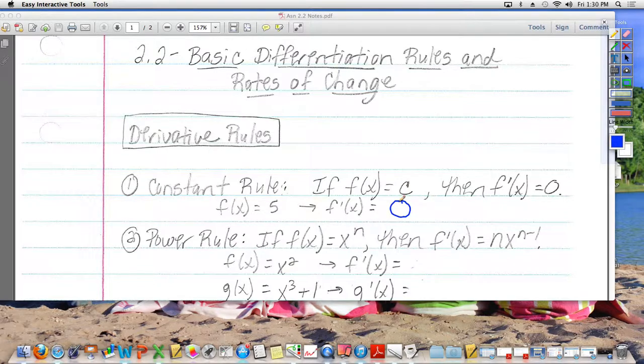The power rule. This is one of my favorite rules. If f of x is equal to some x to the n power, then the derivative of that is equal to taking this power, putting it in front of the x, and then subtracting 1 from the power.